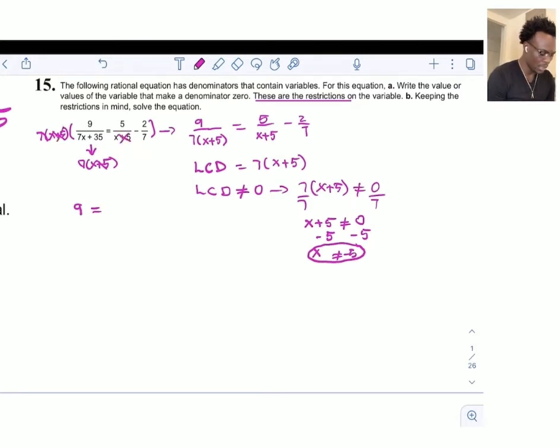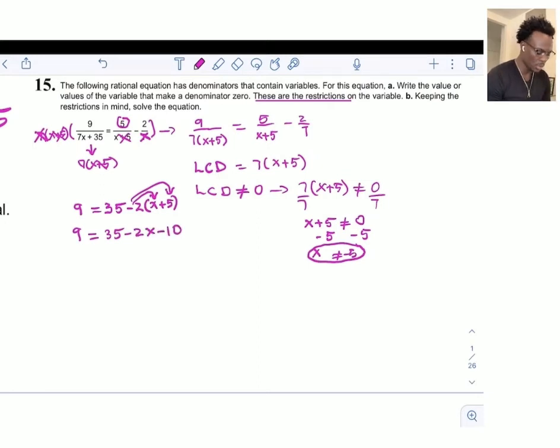So I'm left with 7 times 5, which is 35. In the last fraction, what I'm going to cancel is 7. 7 is gone here. And I'm left with -2 that multiplies x plus 5. And now, no more denominator. I'm going to distribute -2 to have 9 equals 35 minus 2x minus 10.